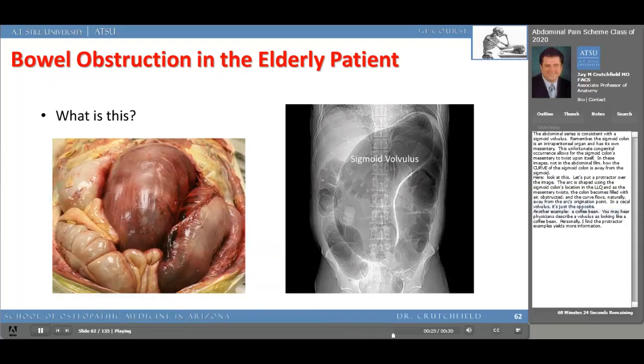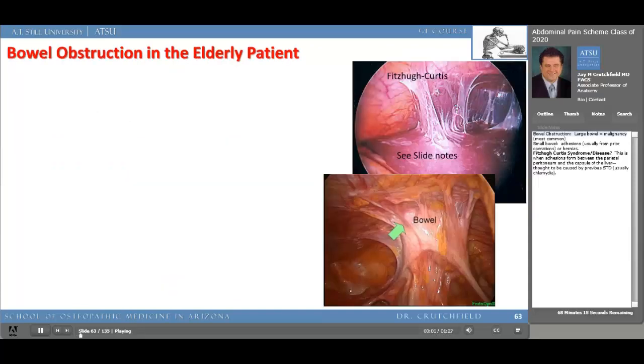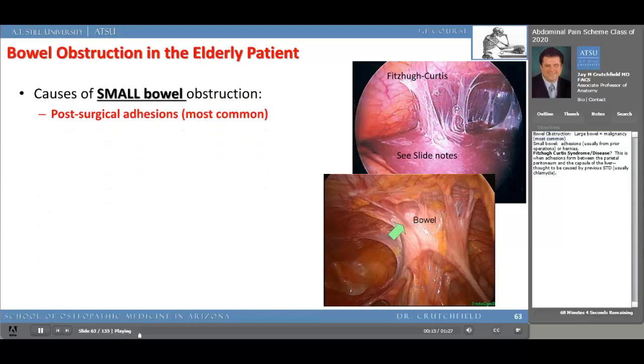Other causes of small bowel obstruction are hernias, which is the second most common cause in the elderly, and they account for about 30% of acute small bowel obstructions. An indirect inguinal hernia, which is a little more common than femoral hernia, which is mostly seen in a female, and of course a direct hernia. You may remember some of these definitions when we spoke about hernias as part of fascial defects. There's also ventral and umbilical hernias, which can cause small bowel obstruction.